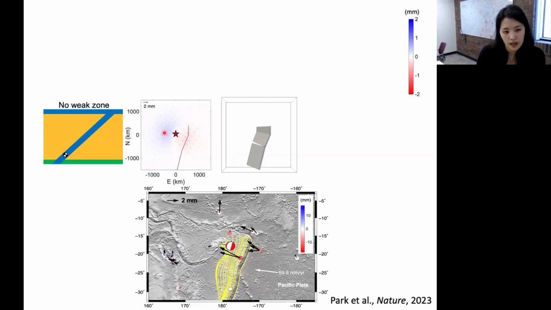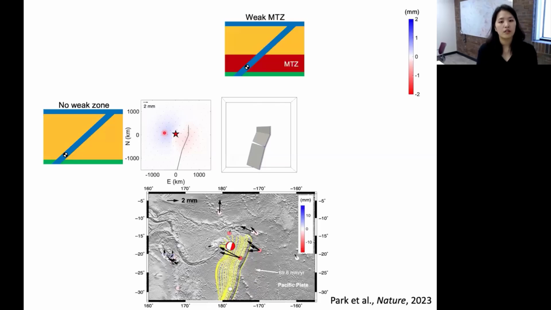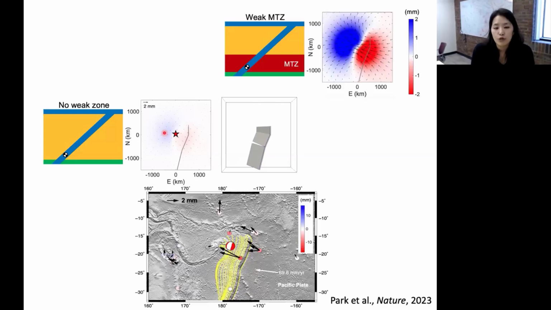So we can actually go ahead and add a weak zone and see what happens. And we can do that, first of all, by putting the weak zone at the mantle transition zone. And we can do that because people have proposed that the minerals in the mantle transition zone tend to have higher water capacity, so they might actually hold more water, which might actually make your viscosity very low. So if we try that, the result looks something like this. And now we have pretty significant amplitude of postseismic displacements that's comparable to our observation.